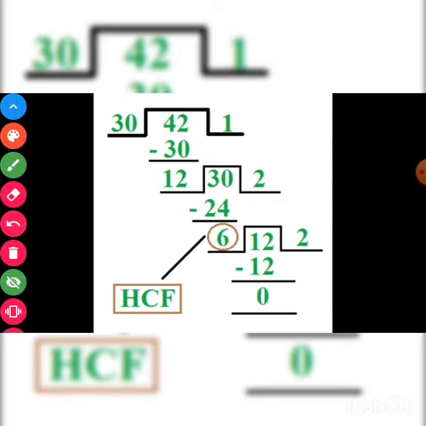Take two numbers, 30 and 42. Since 42 is bigger, we keep it as the dividend and 30 will act as the divisor. Now 42 does not come in the table of 30, but we can't take a number bigger than 42. So one time only we perform the division, and after performing the division you get 12 as the remainder. Now as I told you, whatever is the divisor, in the next step it will act as the dividend.